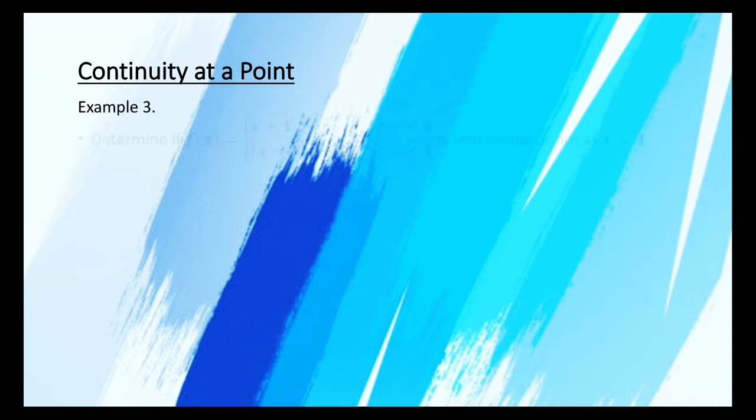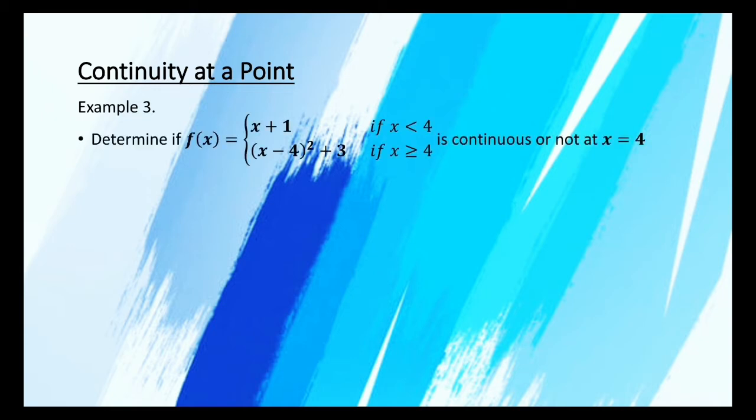So, aside from continuity at a point, let's have another example. This time, a piecewise function. So you have f equal to x plus 1 if x is less than 4, and the square root of x minus 4, plus 3, if x is greater than or equal to 4. Determine if it is continuous or not at x equals 4.